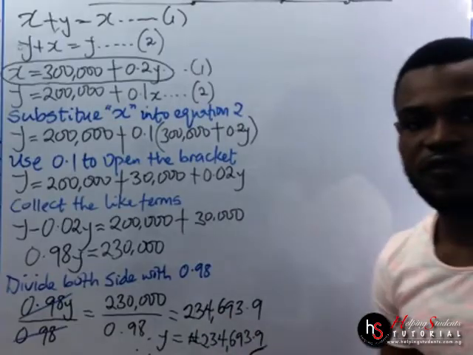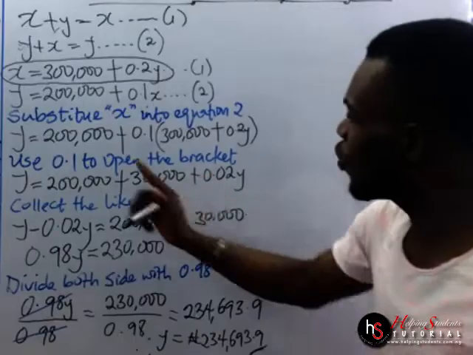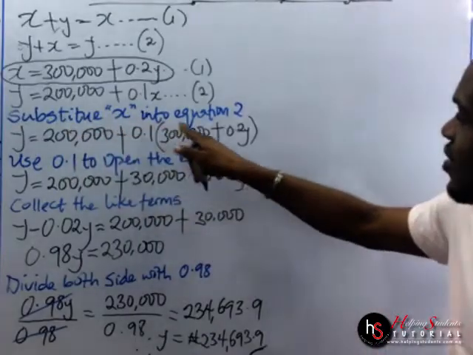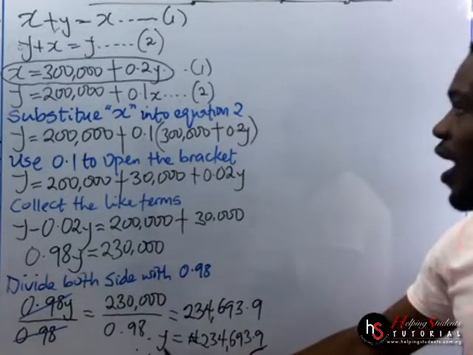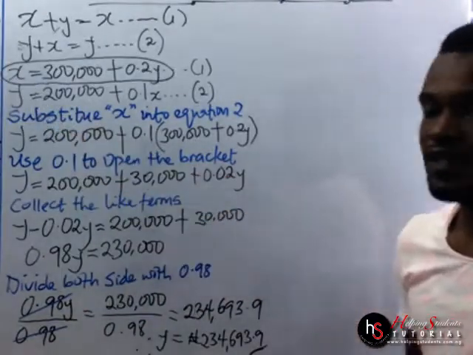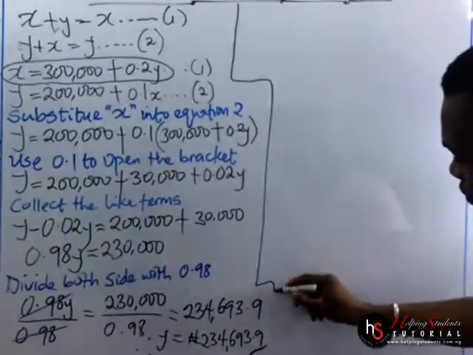Now that we have gotten the value of y, we need to get the value of x. Okay? Remember what we did here? We did substitute x into equation 2. Alright, so that gave us the value for y. Now we need to get the value of x. How do we go about it? It is very, very simple.